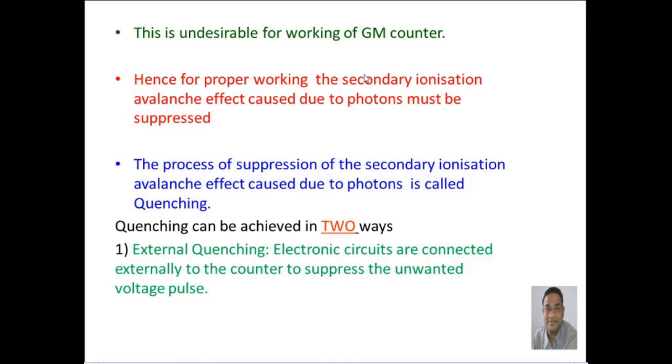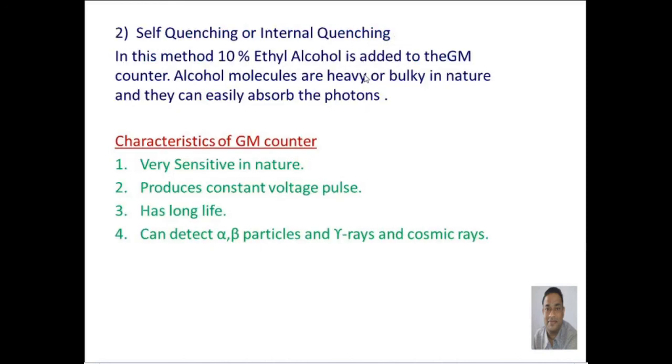Quenching can be achieved in two ways. One, external quenching, in which an electronic circuit is connected externally to the counter to suppress the unwanted voltage pulse, which is produced due to the photoelectrons emitted by the photons. And the second method of achieving quenching is self-quenching, or internal quenching. In this method, 10% ethyl alcohol is added to the GM counter.